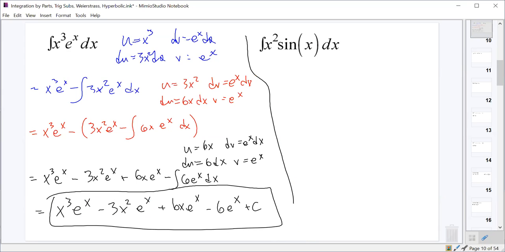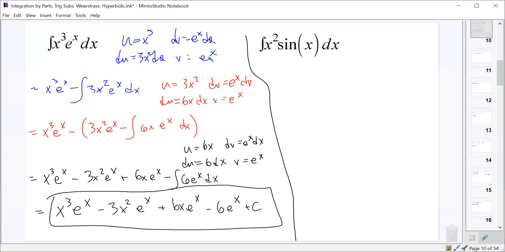All right. So let's take a quick second and analyze what happened here. When we repeatedly did integration by parts, the first term was our original thing that we were trying to integrate, wasn't it? X cubed e to the x. Our second term was the opposite of the derivative of our first, the du, times our first integration, which was e to the x.